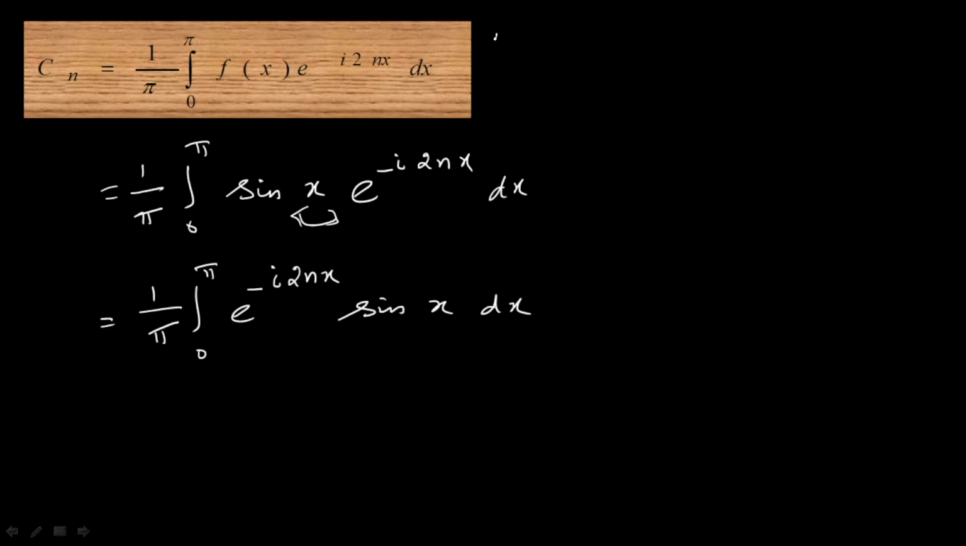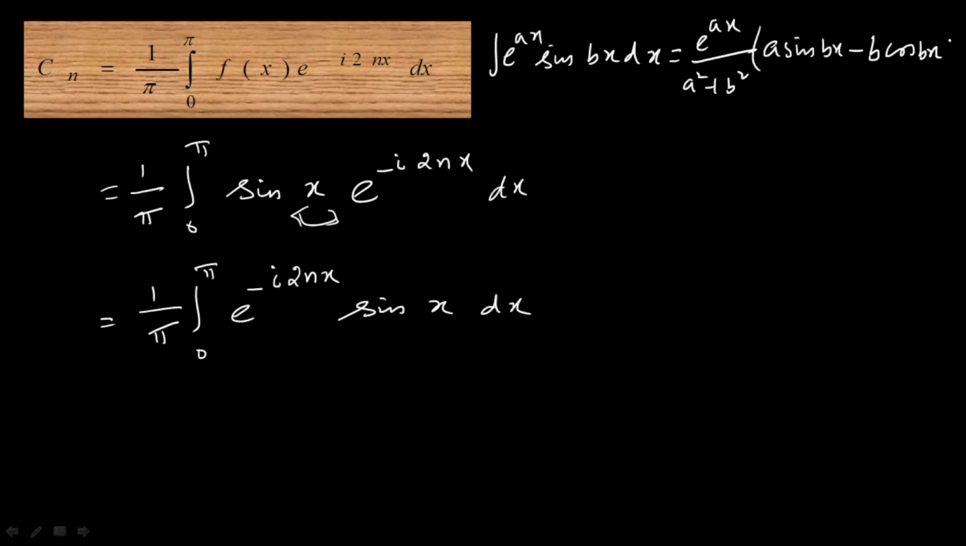So this is of the form you know already, integral e power ax sin bx dx, isn't it? So you know the formula already. Integral e power ax sin bx dx is nothing but e power ax divided by a square plus b square times a sin bx minus b cos bx. That's all. So what is your a? In our problem a is nothing but the x coefficient, minus i 2n, and b is the coefficient in sin bx. So b is nothing but 1.